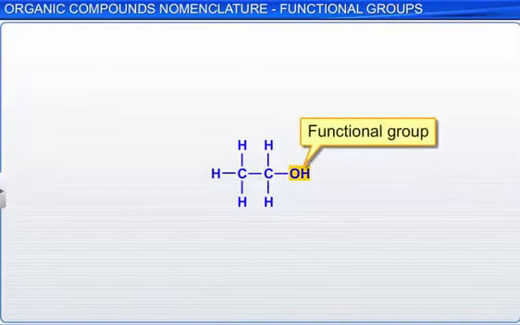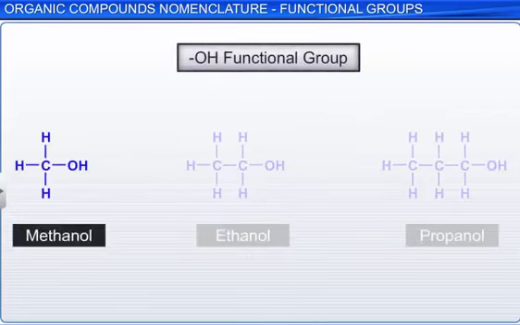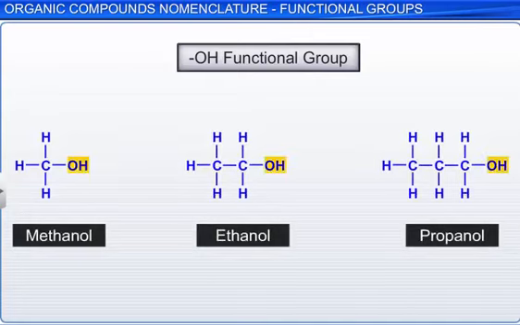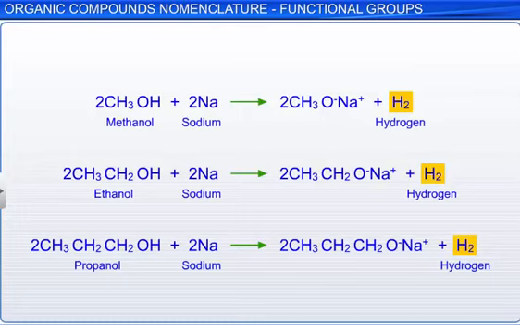We've learned that a functional group is an atom or a group of atoms present in a molecule, which determines the characteristic properties of the molecule. For example, methanol, ethanol, and propanol all contain the hydroxyl functional group. All these compounds react with sodium metal and liberate hydrogen. Thus, we can conclude that organic compounds that have similar functional groups show similar chemical reactions.